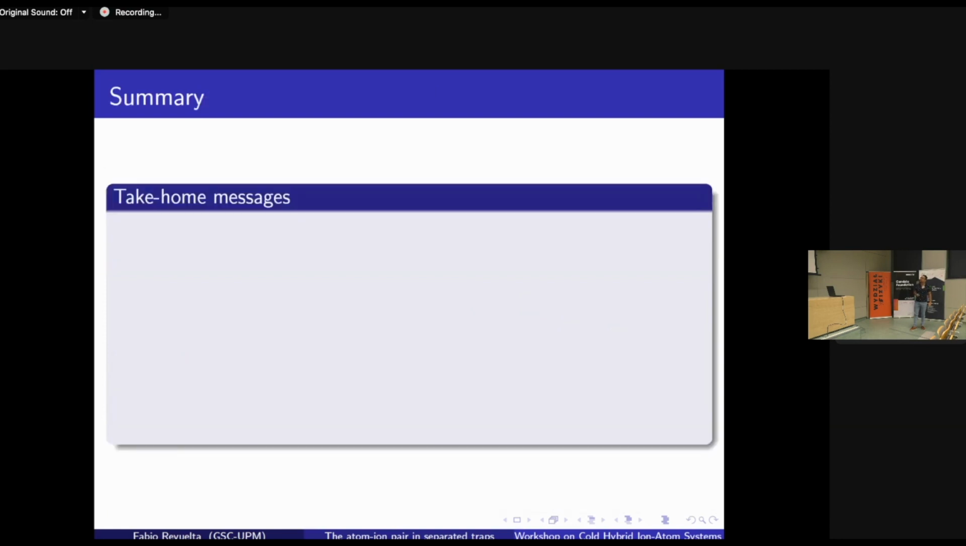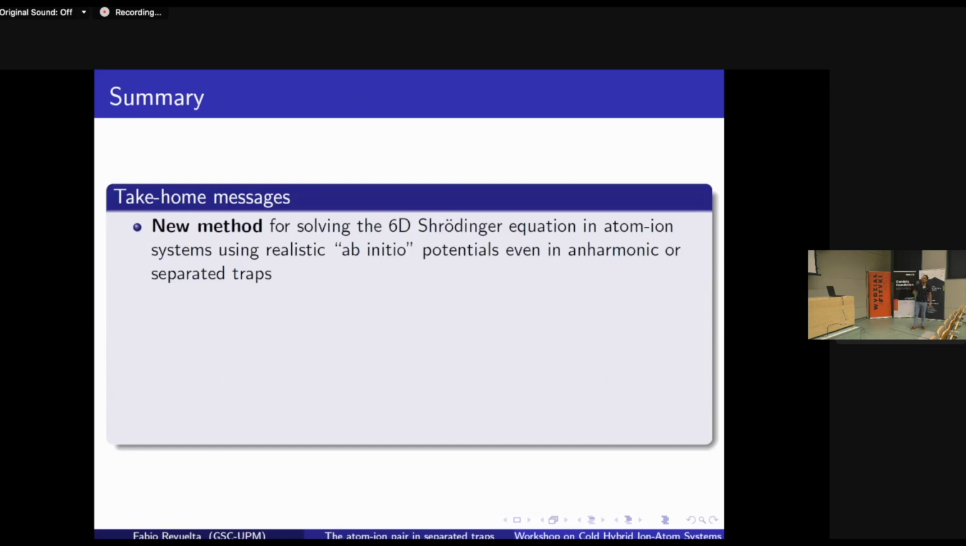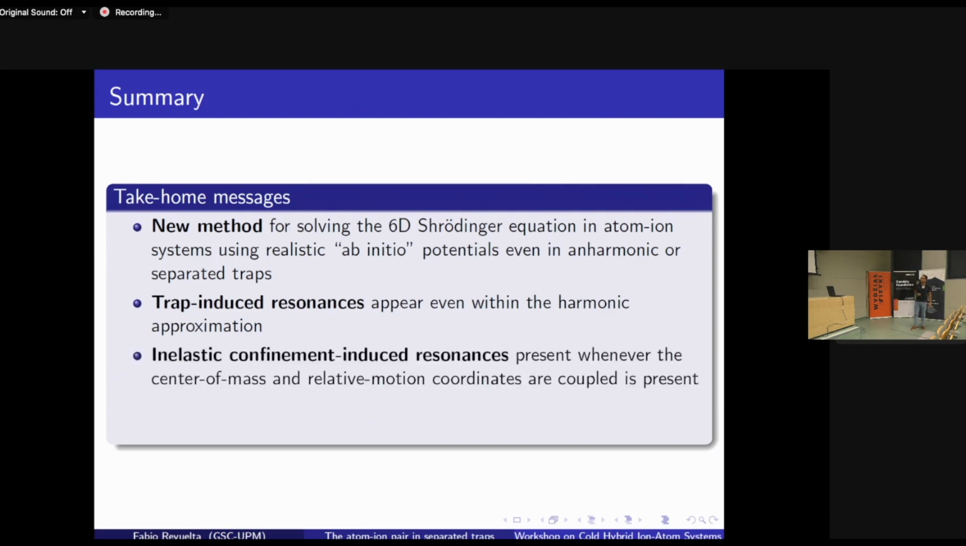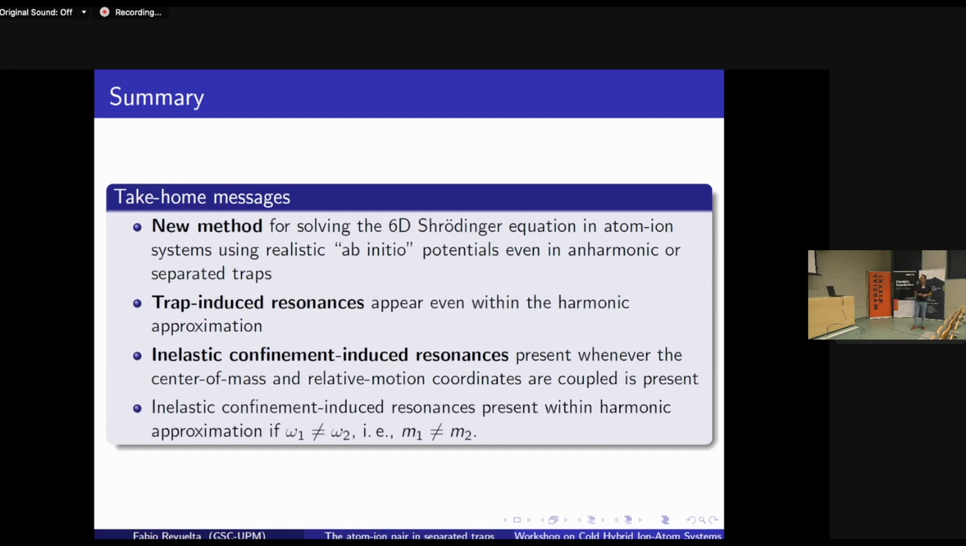In summary, we have developed this new method to solve the Schrödinger equation in 3 dimensions using ab initio potentials to model the interaction between two particles. We have studied trap-induced resonances, which appear also even when you have two harmonic traps. We have also studied inelastic confinement-induced resonances that exist always every time you have a coupling between center of mass and relative motion, which can also happen in the harmonic case. And with this, I'm done. So thank you for your attention.